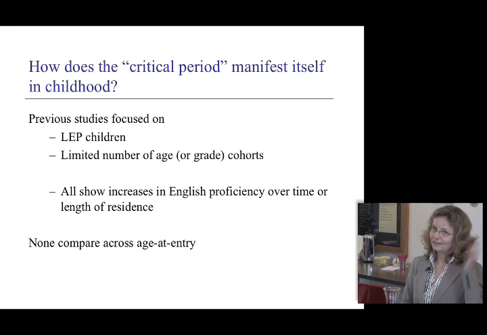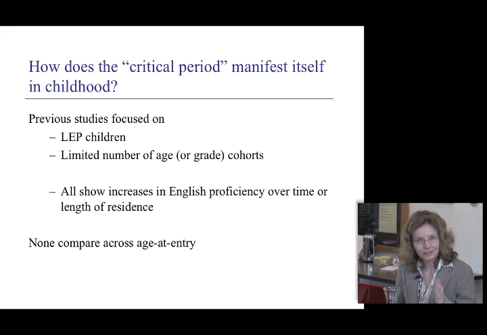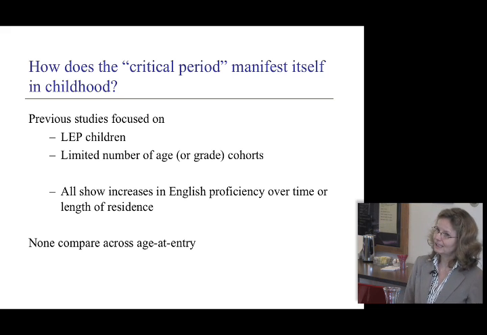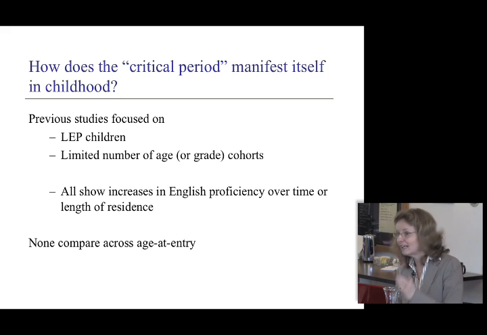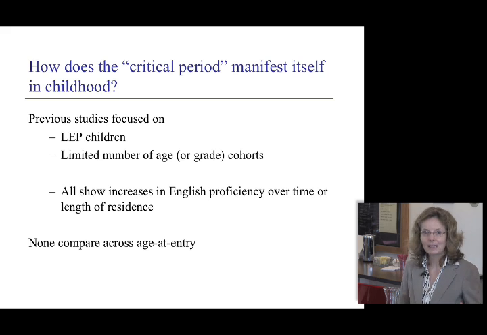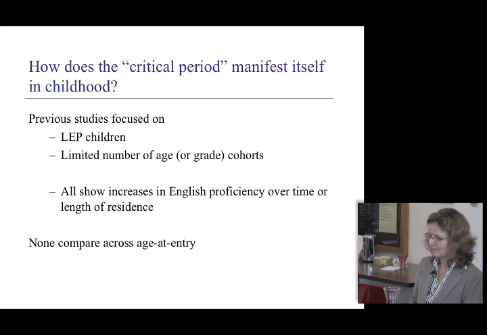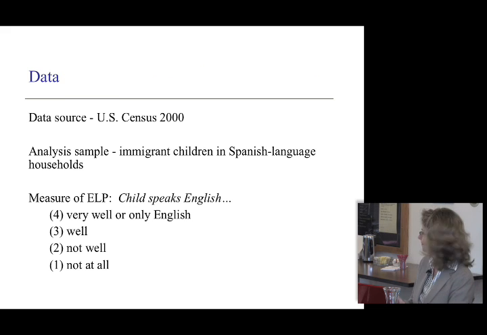And as it turns out, if you have a number of 11-year-olds, you measure their English proficiency, the ones who came in early in life versus the ones that came in at, say, age 10, the ones who came early in life, well, of course they speak better English. They've been in the United States longer. So the problem here is actually a statistical problem of trying to disentangle time in the United States from age at entry. So this is what I'm going to try and do.